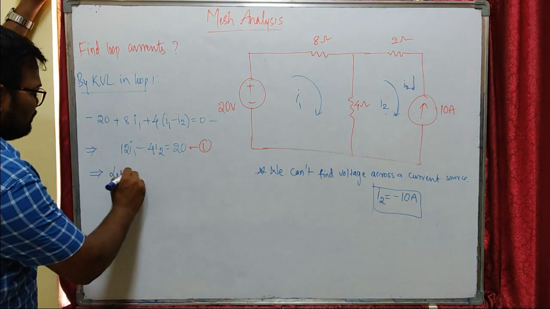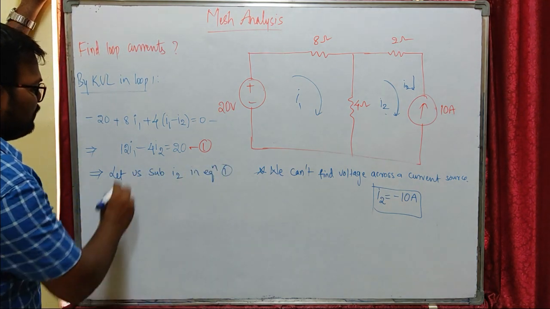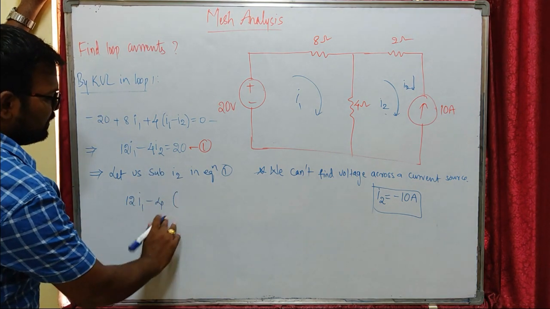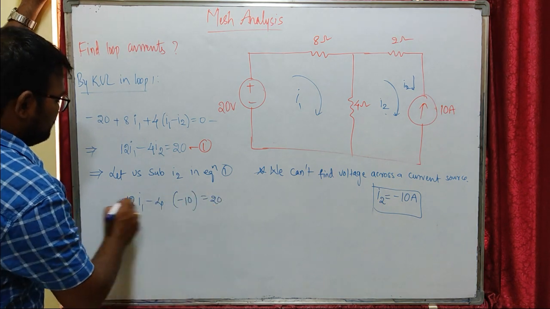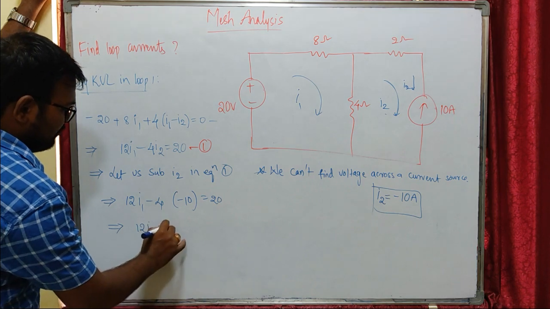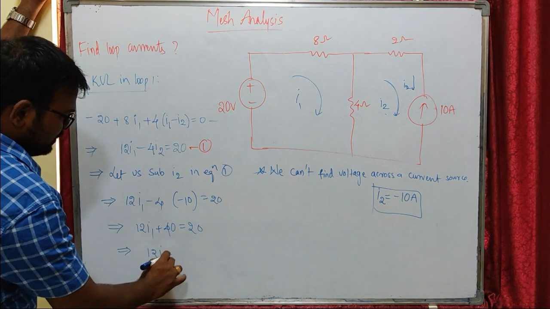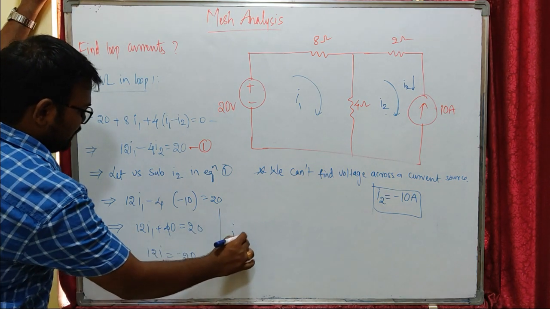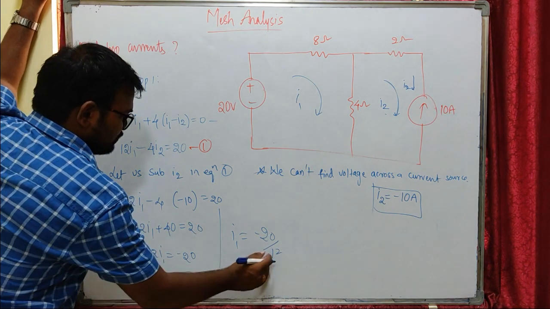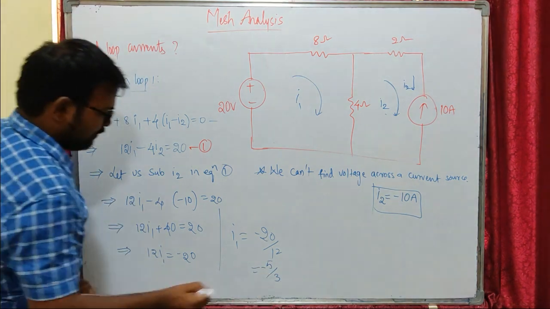So let us substitute I2 in equation 1. That will become 12I1 minus 4 into, in place of I2 I am going to replace it with minus 10 amperes, equal to 20. So that will be plus 40 is equal to 20. So 12I1 is equal to minus 20. So I1 can be written as minus 20 by 12. If you further reduce it, that will be minus 5 by 3. So this is I1.